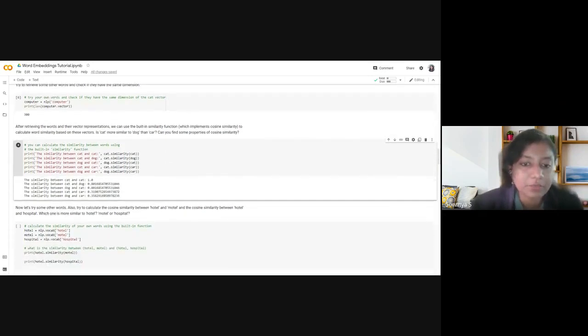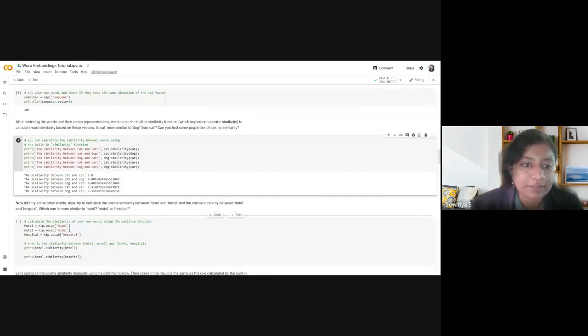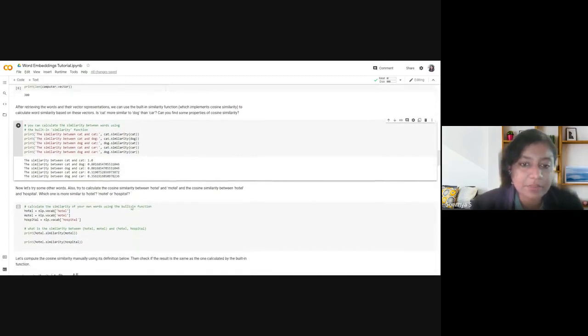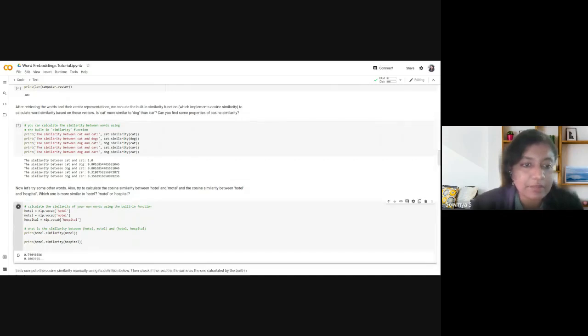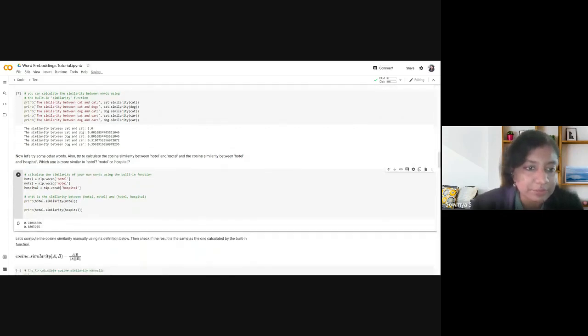Now, we have the cosine similarity between hotel and motel, and motel and hospital. So hotel similarity with motel is 0.784, but hotel and hospital is less.